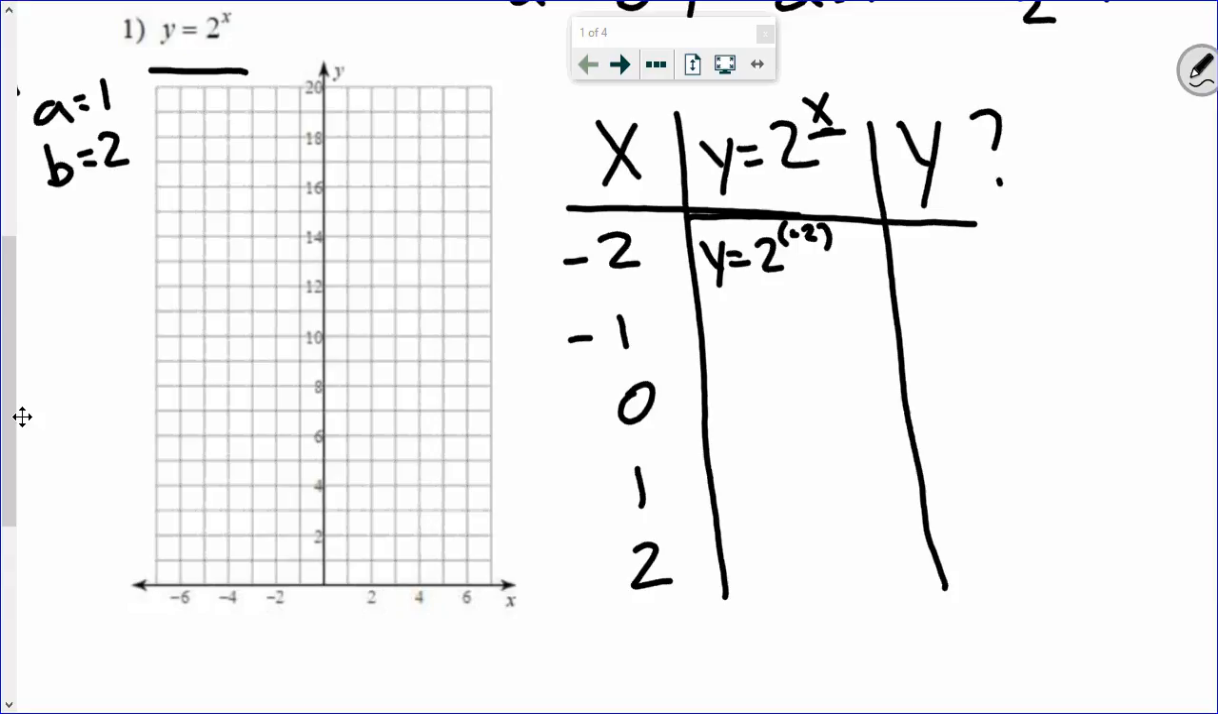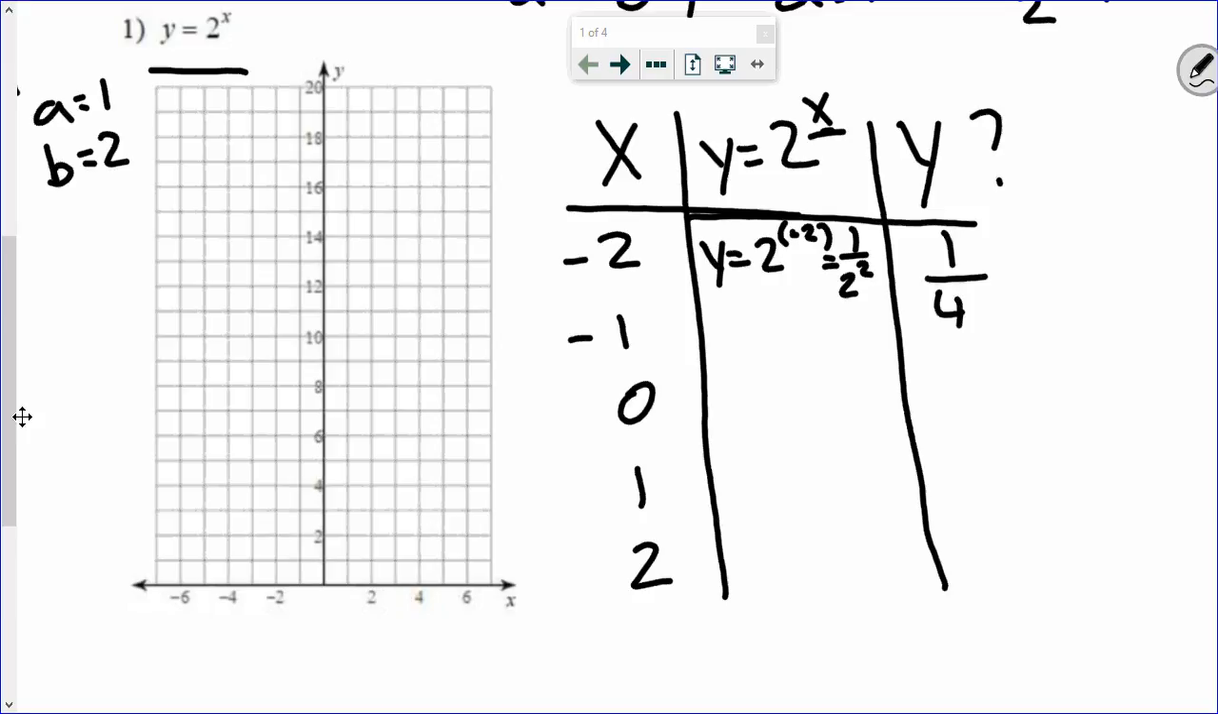With negative exponents, guys, if I want to find out what y value this is going to be, I'm going to use my properties of exponents, okay? Negative exponent, I move my base of 2 to the denominator. So this would become 1 over 2 squared. 2 squared is 4, so the y value here is 1/4.